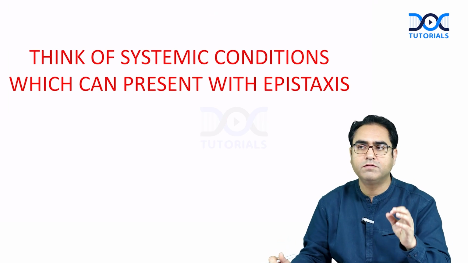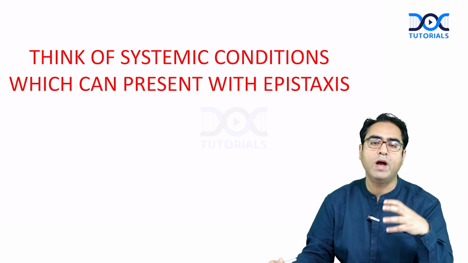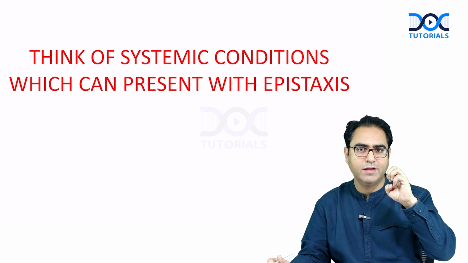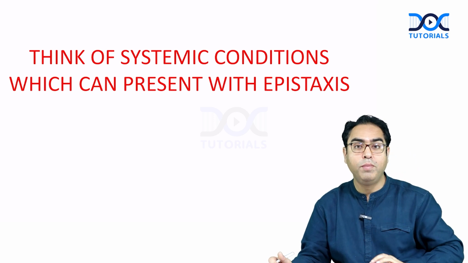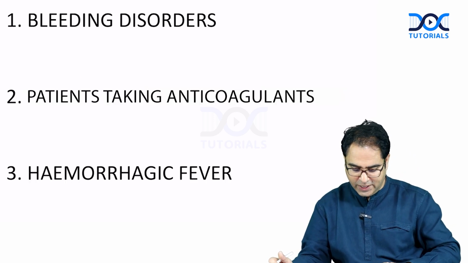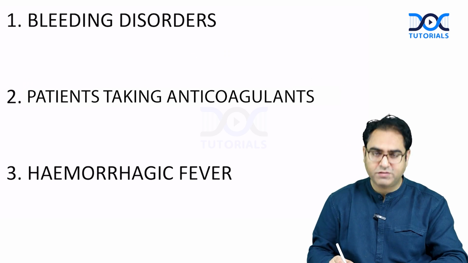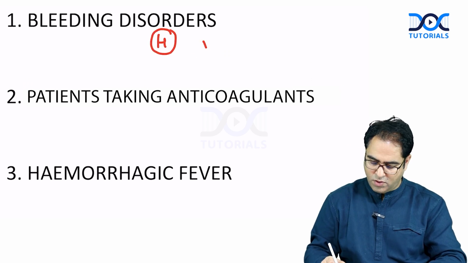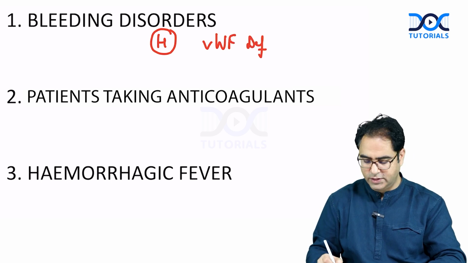Now let us think about some systemic conditions which can lead to epistaxis. Think like a doctor. Can you think of any? Number one will be what? Bleeding disorders. You must have heard the name hemophilia, von Willebrand factor deficiency. Have you heard these names?